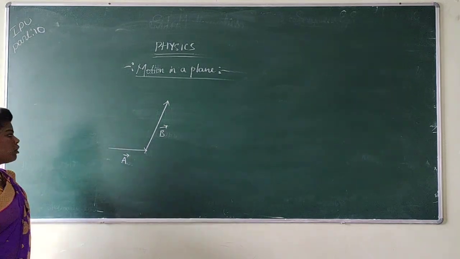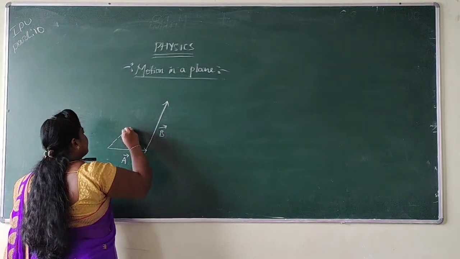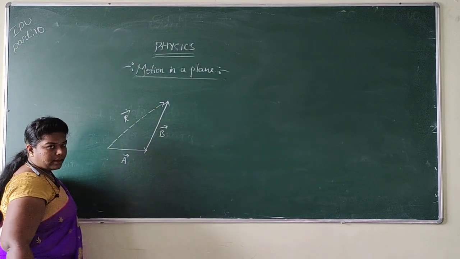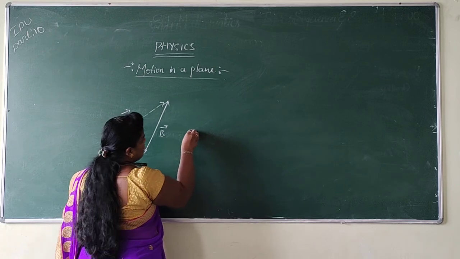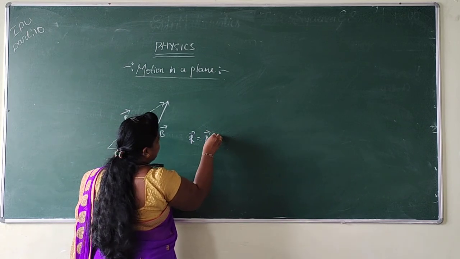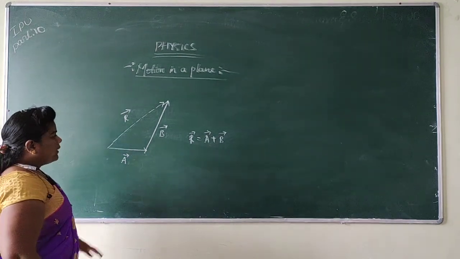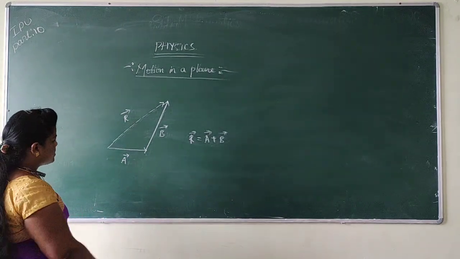According to the triangle law of vector addition, the resultant is along the closing side of a triangle. So vector R can be written as vector A plus vector B. Then how to subtract these vectors?